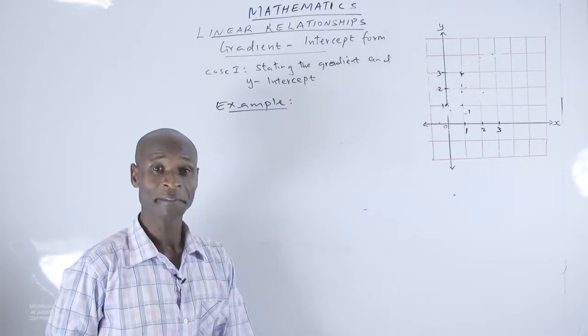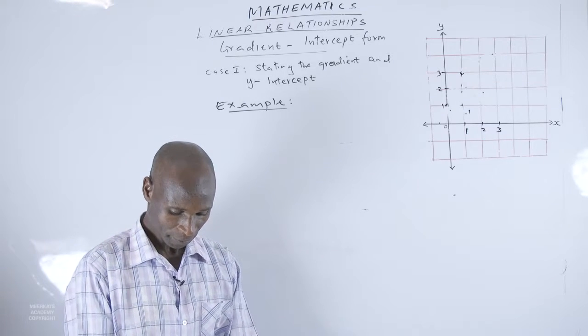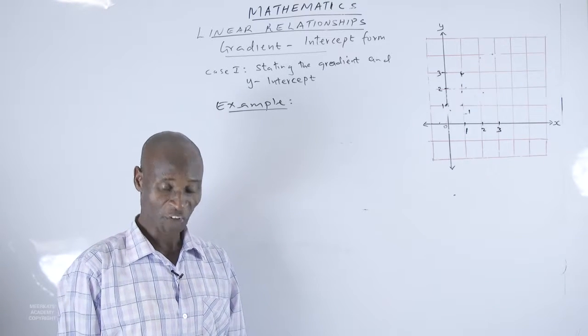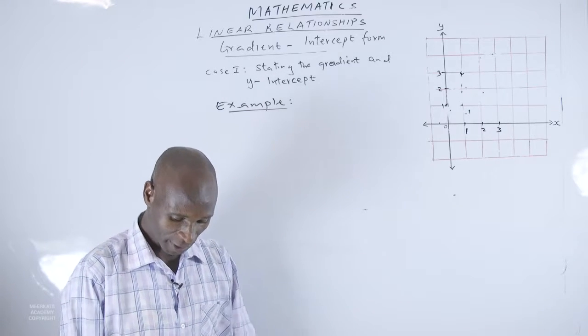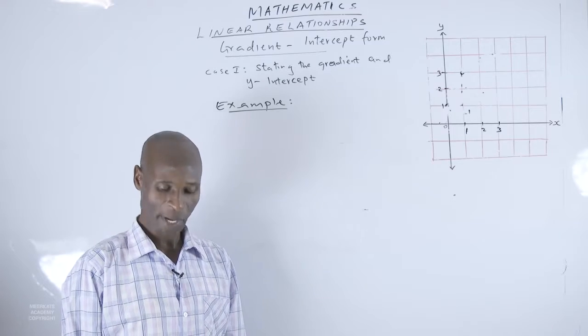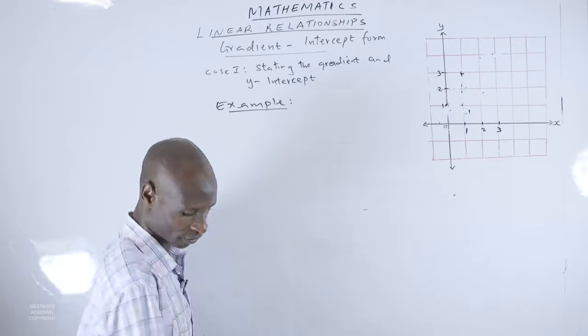So in our example 1, we shall consider the following three equations. State the gradient and the y-intercept for the graphs of the following relations.